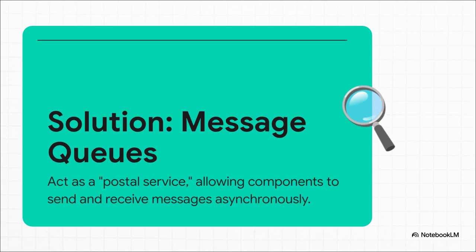The answer is something called a message queue, and it acts like an internal postal service for your system. One service can just drop off a message like, hey, a new photo was uploaded, and the other services can pick it up whenever they're ready. This is huge because it decouples all the components, making the whole system way more flexible and way more resilient.